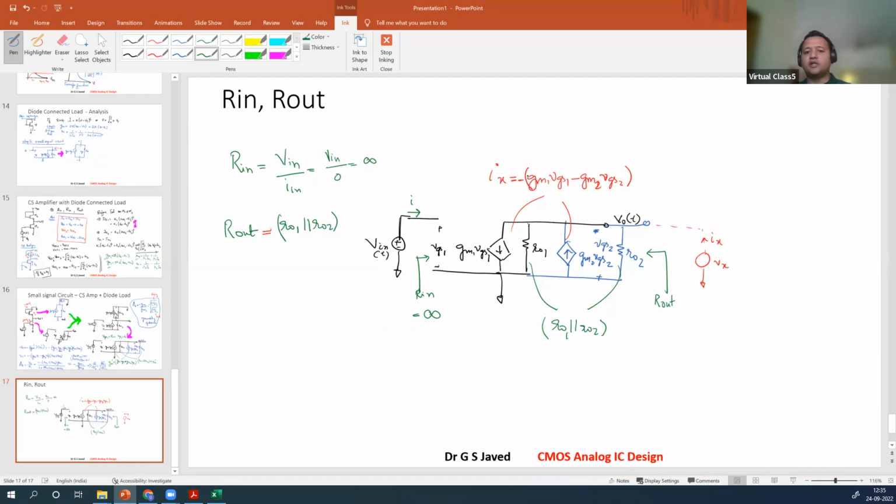Any doubt here? So this will be your open circuit gain. So your R out is going to be R1 parallel with R2. Rn is going to be infinity. So this is the benefit of doing a good small signal diagram. The moment you have a good small signal diagram, your understanding will be extremely simple. Answers will pop out automatically. You will not have to spend more time.